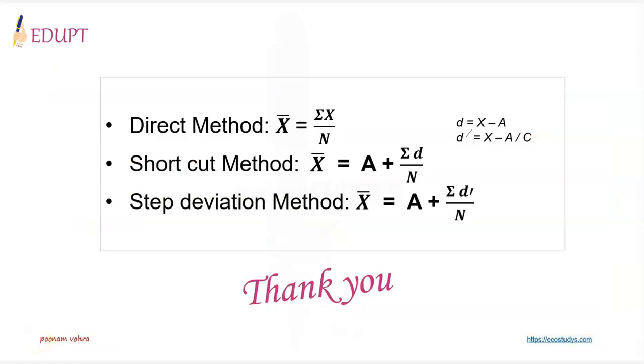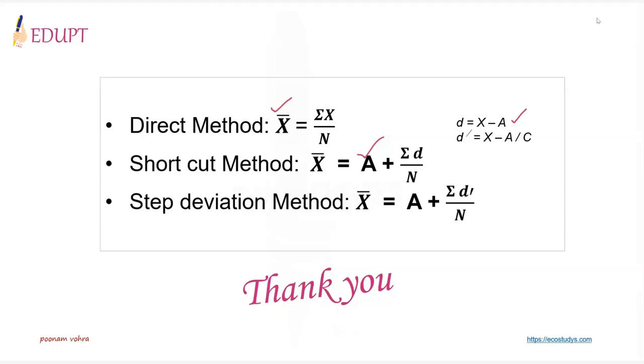A recap. One can find arithmetic mean by three methods: direct method, shortcut method, and step deviation method. By direct method, one needs to use the formula x bar is equal to summation of x by n, where x is the values of the observations and n the number of observations. In the shortcut method, arithmetic mean is a plus sigma d by n, where a is the assumed mean and d is deviations, which is x minus a, where x is the values of the observation and a is the assumed mean.